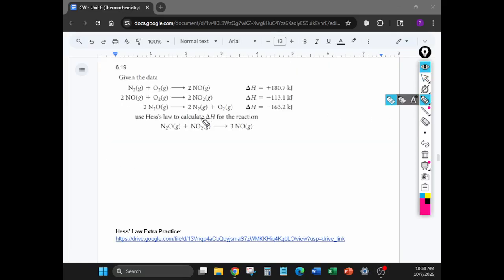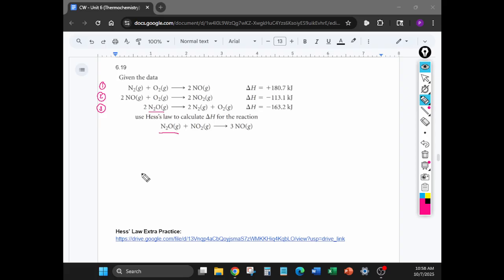All right, the first thing you want to do is look at your goal reaction, and look at the first compound in your goal reaction. You've got N2O. Let's call these equations 1, 2, and 3. Which equation has N2O? 3. Equation 3 has N2O right here.